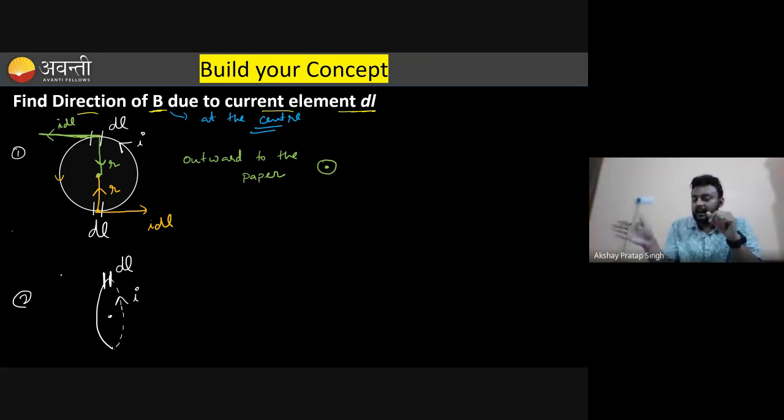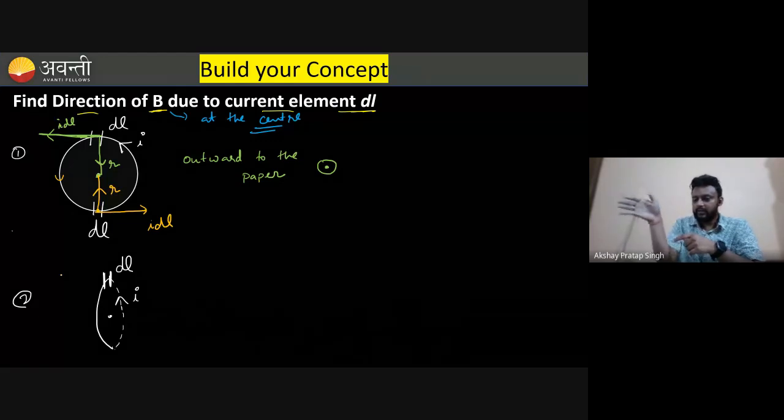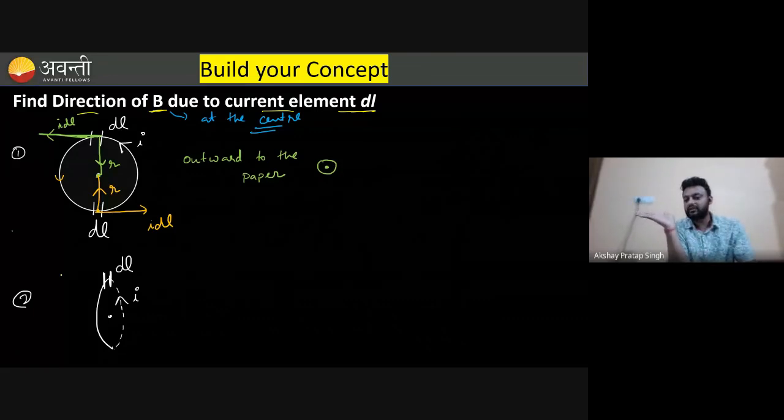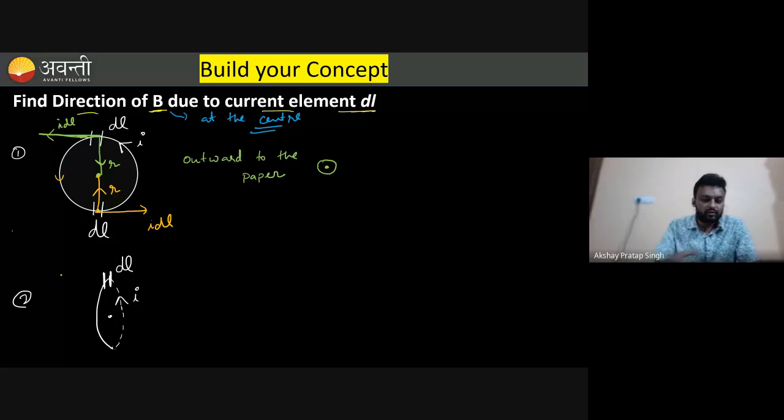I am putting it. Now turn your palm. My hand is visible to you, I think. Turn your palm in the direction of R. So R is in the upward direction. I am turning it this side and curl your finger. So thumb is again in the outward direction. So for this second element, B is again in the outward direction. Is it clear to everyone?